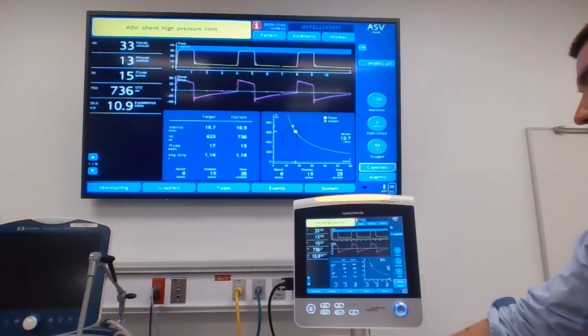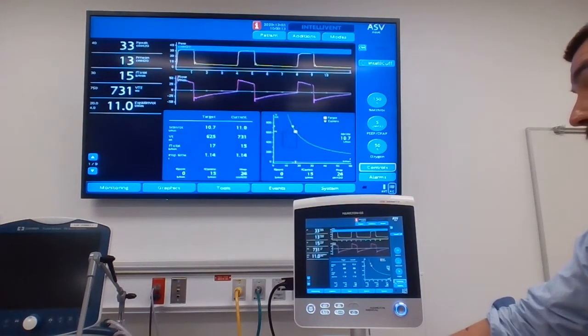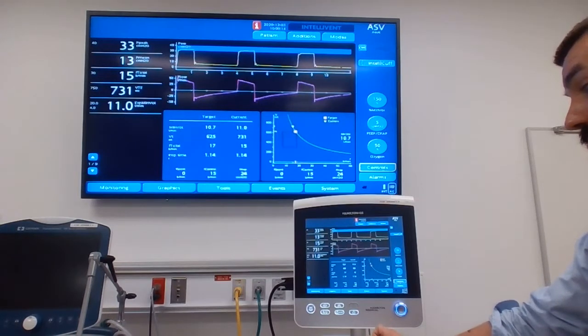All right, and it's going to have to figure out a new way. There's times where it may not be able to achieve that particular patient's minute ventilation. All right, and we'll talk about how to navigate that here in just a little bit. So let me give this thing a second.